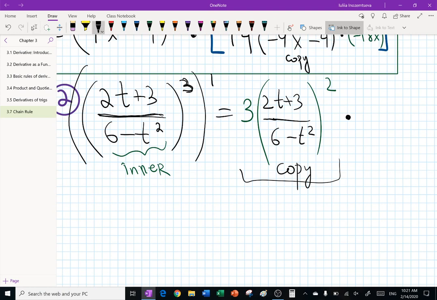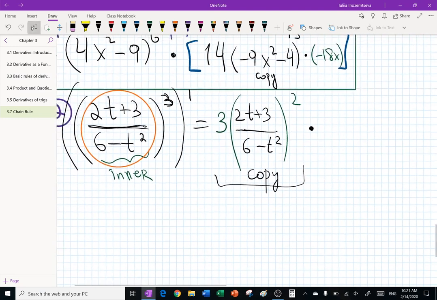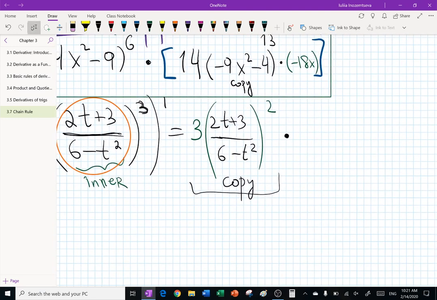Times, now the chain rule starts. The chain rule says, now I allow you to look inside. And you're like, okay, there's a quotient inside. Now you have the right to look inside, and now you need to differentiate that piece inside. That seems like a long process because it's the quotient rule. You cannot go around that. So let's start doing the quotient rule.